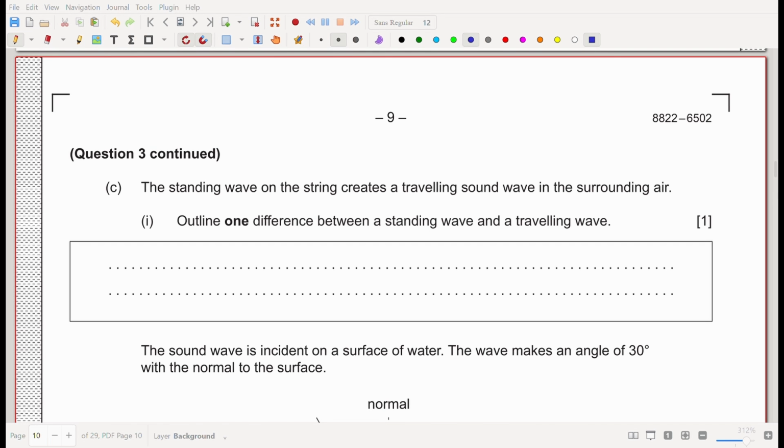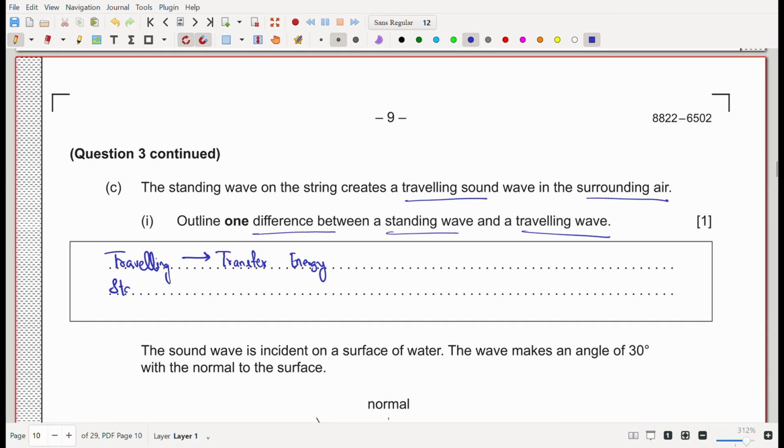Moving on to C part 1. The standing wave creates a traveling sound wave in the surrounding air. Outline one difference between a standing and traveling wave. Easy peasy guys. Traveling waves transfer energy. Meanwhile, when we're looking at standing waves, they do not. Now again, this is only one of many differences.